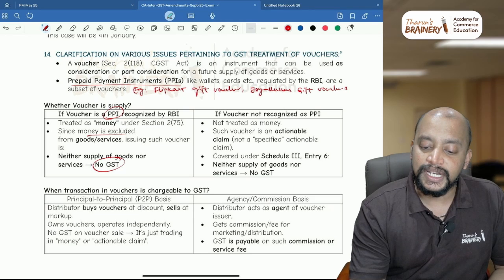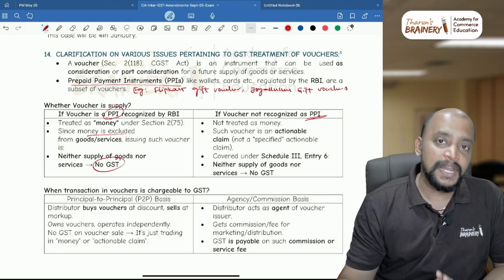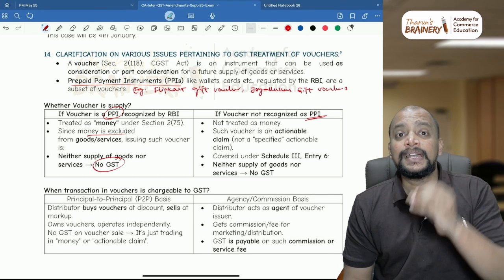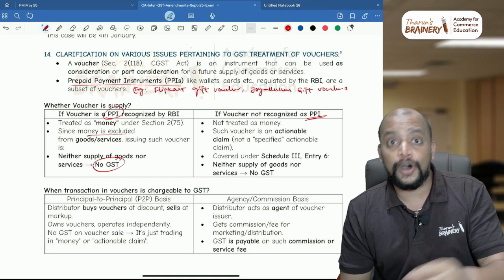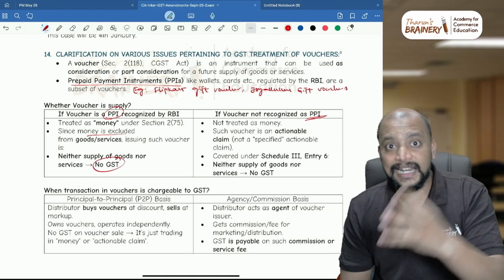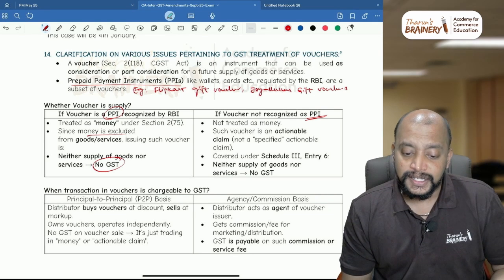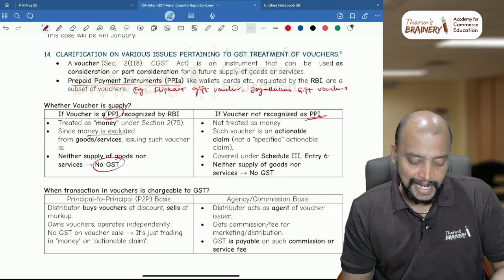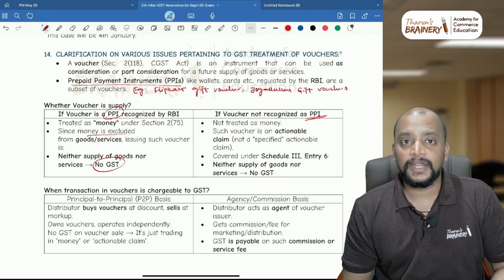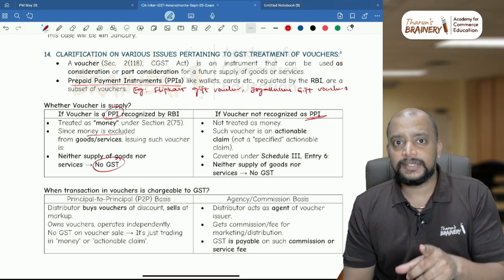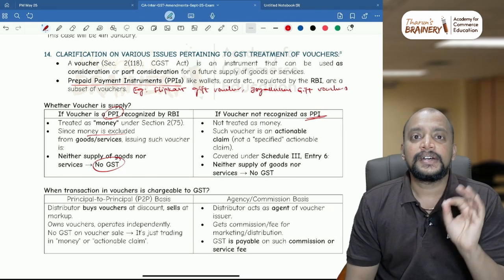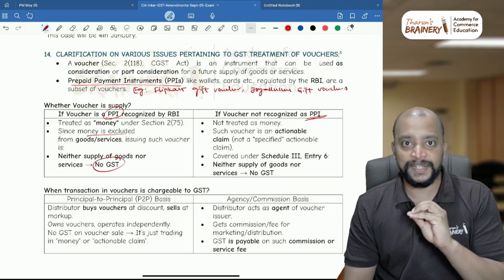So if the voucher is not recognized as a prepaid voucher, just remember Reliance Trends or Zudio or Westside, etc. These vouchers are not treated as money. Such a voucher is an actionable claim. Why? Because number one, you have a Reliance Trends voucher of 500 rupees.